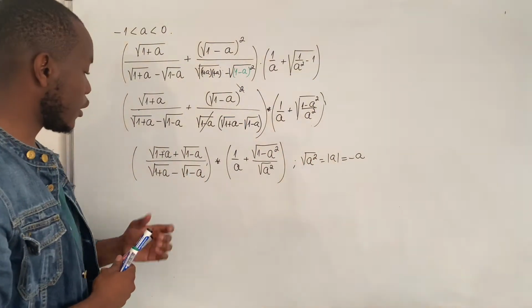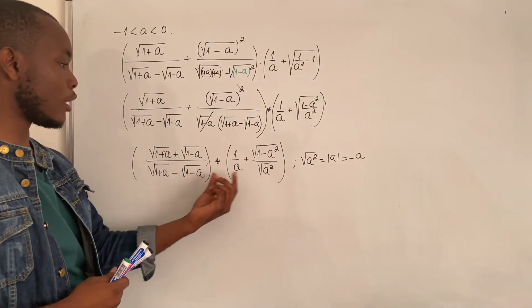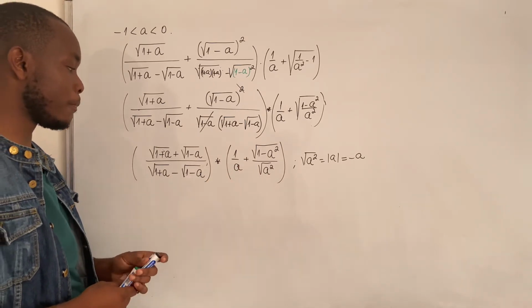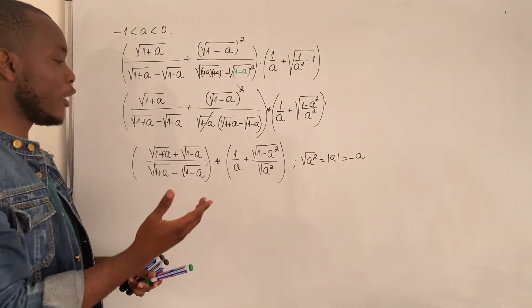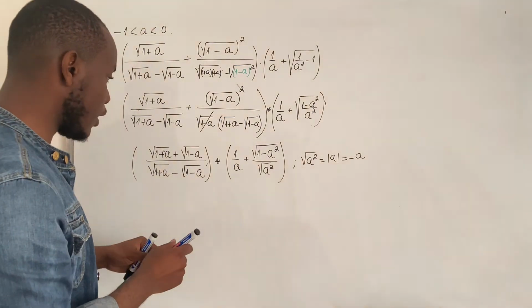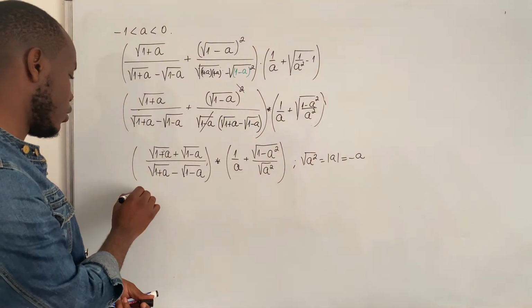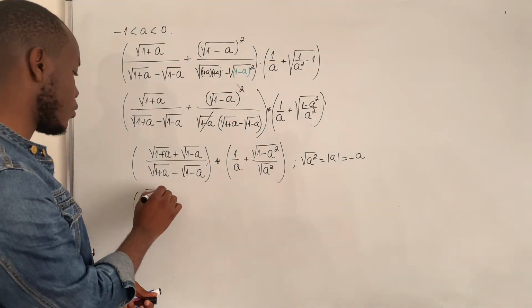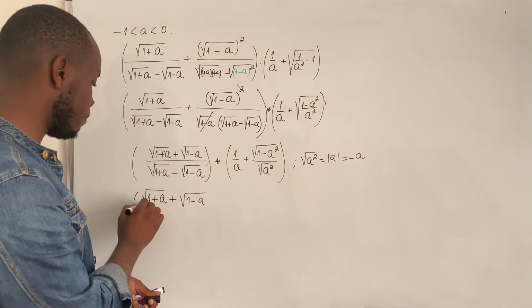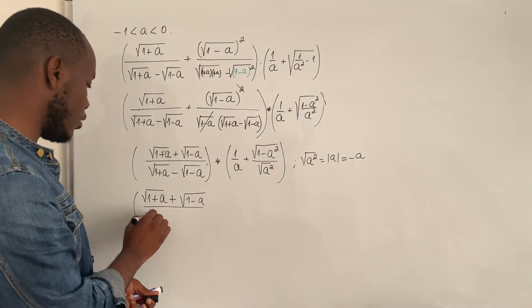And the other question is here. So how do we work it out? How do we multiply this expression times this expression? Okay, perfect. Why don't we start by rationalizing the denominator? Okay, rationalizing the denominator, we're going to have square root of 1 plus a plus square root of 1 minus a over the denominator.